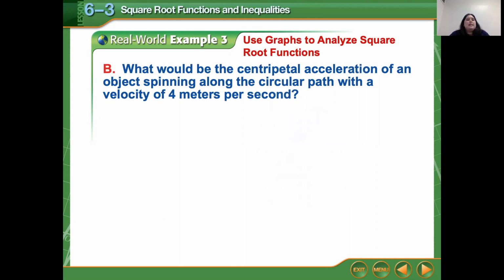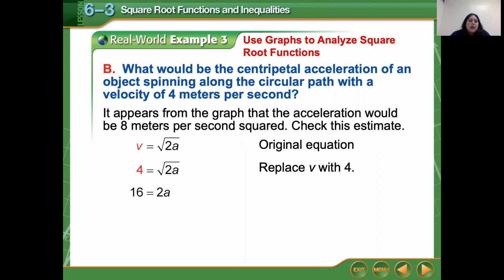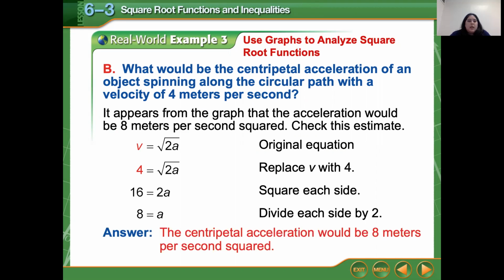Part B says, what would be the acceleration of an object spinning along the circular path with a velocity of 4 meters per second? It appears from the graph that we'd get 8, but we're going to check. So we're going to plug in 4 for v. Square both sides so that we get 16 equals 2a, divide by 2 and get 8. So it'd be 8 meters per second squared.